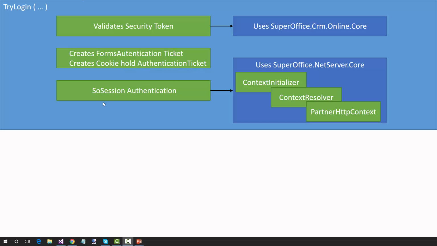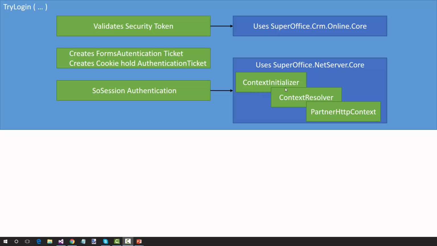Next, we have to establish the Esso session so that subsequent calls to the SuperOffice services will know where to get that session from, and it's going to be stored inside the partner HTTP context, which is really just a container that knows how to set the Esso session into a session state and knows how to get it out of session state when you're making calls to the web services.